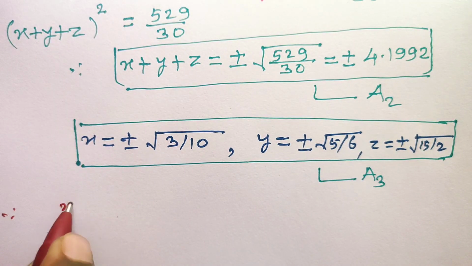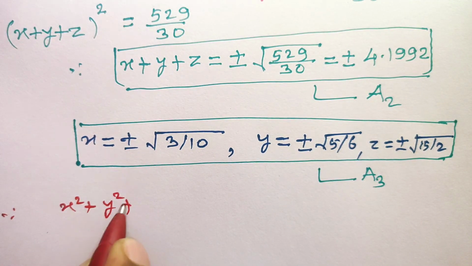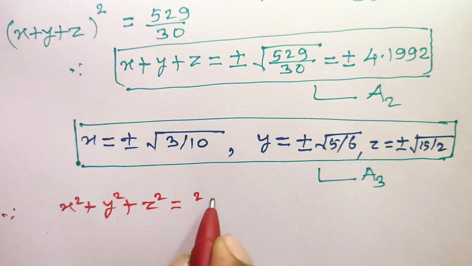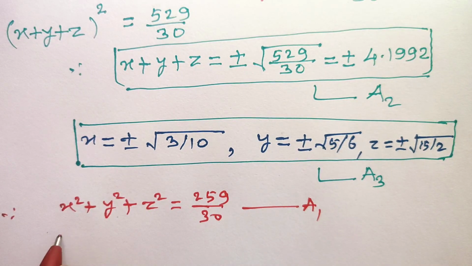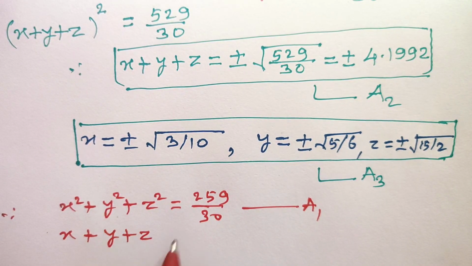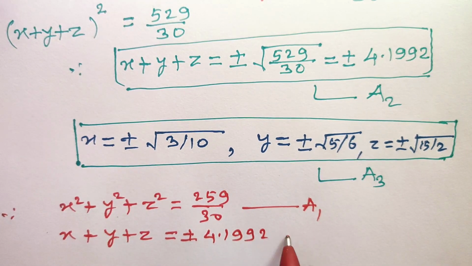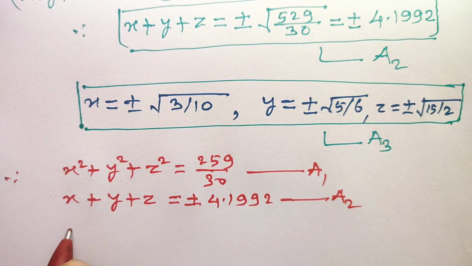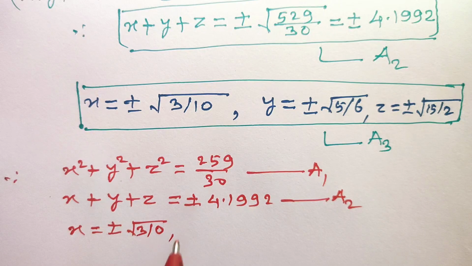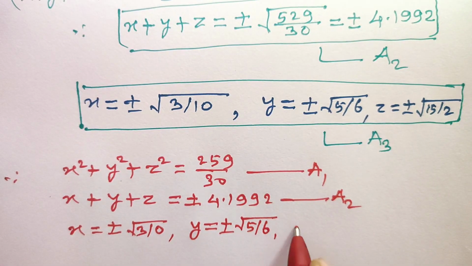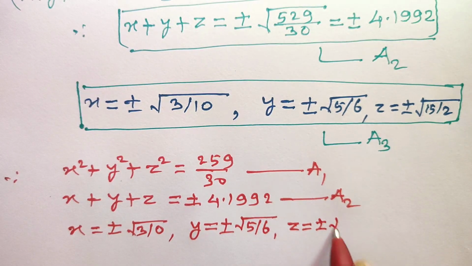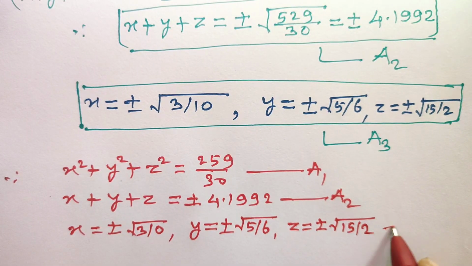Hence, x square plus y square plus z square is equal to 259 divided by 30. This is answer A1. X plus y plus z is equal to plus or minus 4.1992. This is answer number A2. And x is equal to plus or minus square root of 3 upon 10. Y is equal to plus or minus square root of 5 upon 6. And z is equal to plus or minus square root of 15 upon 2. This is answer number 3.